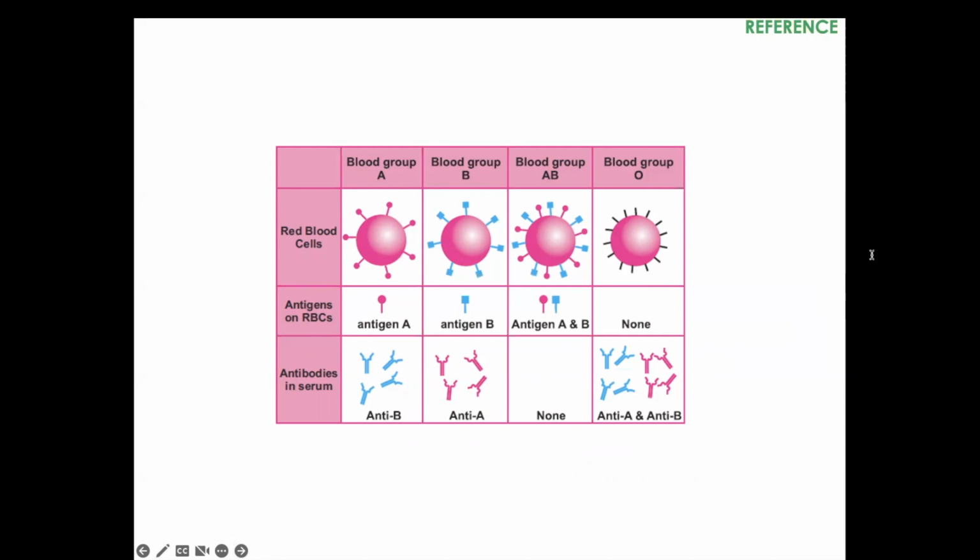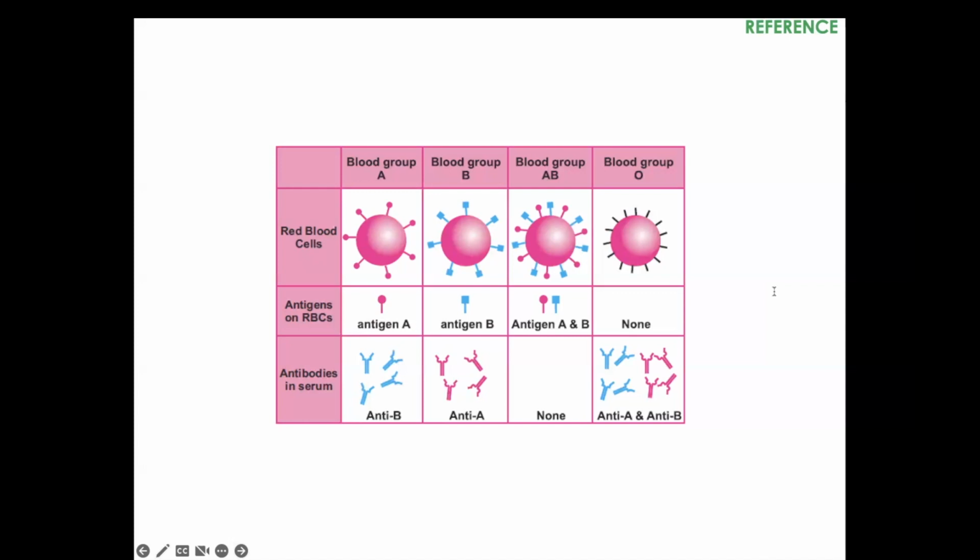If you have type AB blood, you have both A and B antigens surrounding the red blood cells and no antibodies. This means that someone with type AB blood can receive any type of blood and are known as the universal recipient.